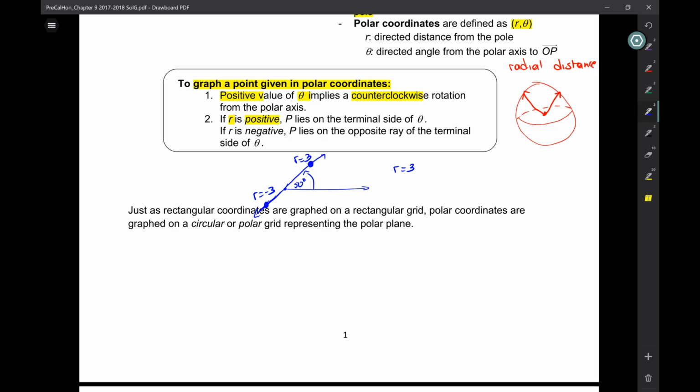And now this is your positive ray. If r is positive, you go that way. If r is negative, you go in the opposite direction.